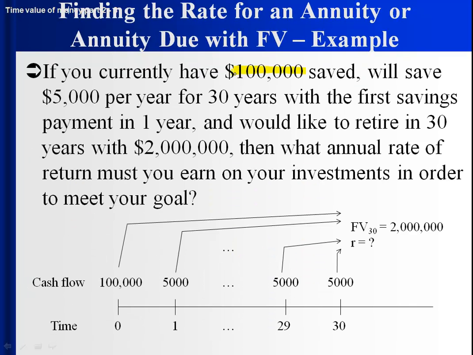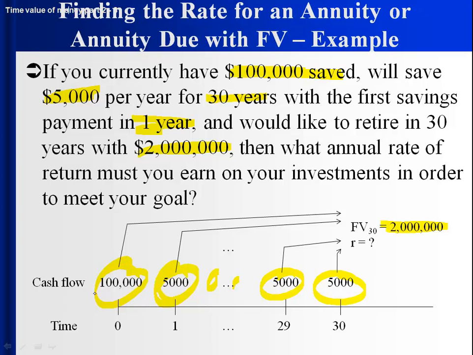Finally, you have $100,000 saved. $5,000 per year for 30 years. So $5,000 in the account. First savings in a year, so the first one's in 1 year, second being 2, third, last one's in 30. You want to retire in 30 years with $2 million. So we want to have $2 million in 30 years. What rate do we have to earn to meet this goal?